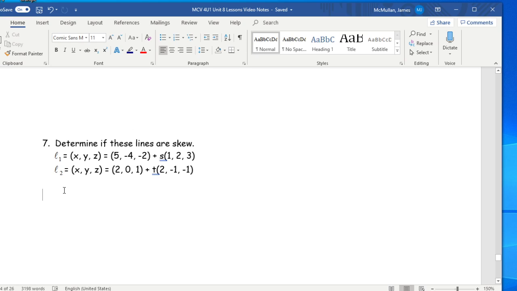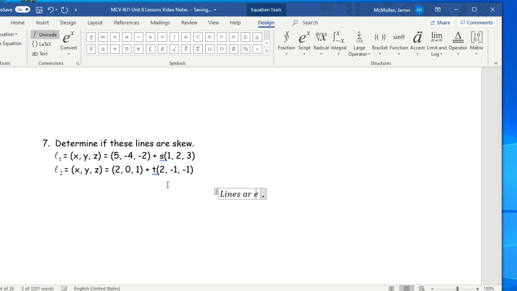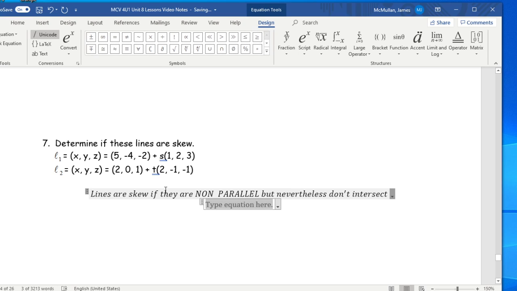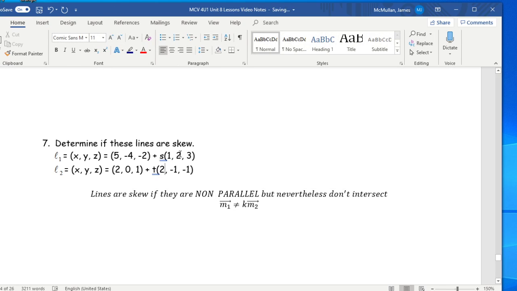Determine if the lines are skew. Lines are skew if they are non-parallel, but nevertheless don't intersect. We didn't do one like this, so let's quickly do this one. So M1 is not equal to k M2, right? And you can see that pretty easily just looking at them. To get from 1 to 2, you'd have to multiply by 2, but then if you multiply this by 2, you get 4, not -1, so they're not parallel.